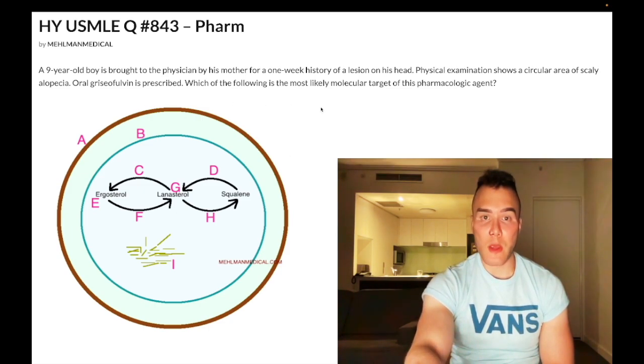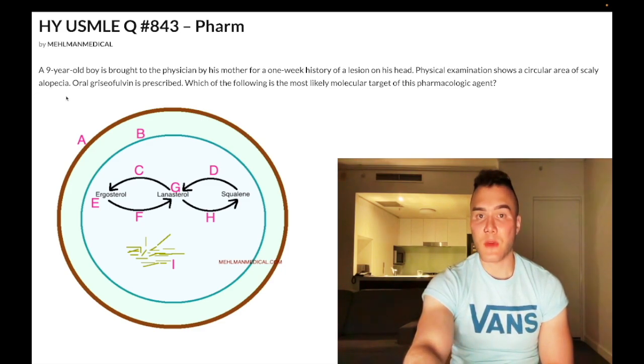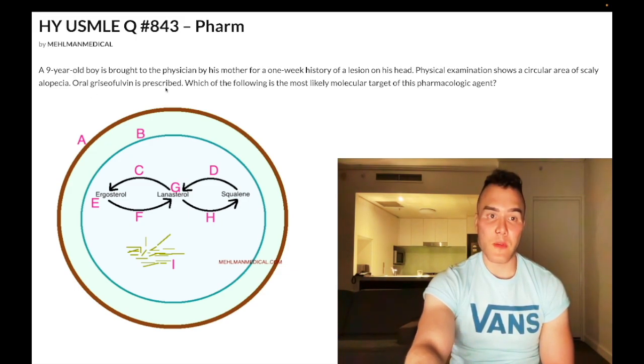A 9-year-old boy has a lesion on his head. It's described as a circular area of scaly alopecia. This is tinea capitis, okay? So it's a fungal infection of the scalp. USMLE doesn't care which fungus causes it, okay? Trichophyton tonsurans, etc. If they ask you to choose an organism, it's going to be the only fungus listed. Oral griseofulvin is prescribed, okay?